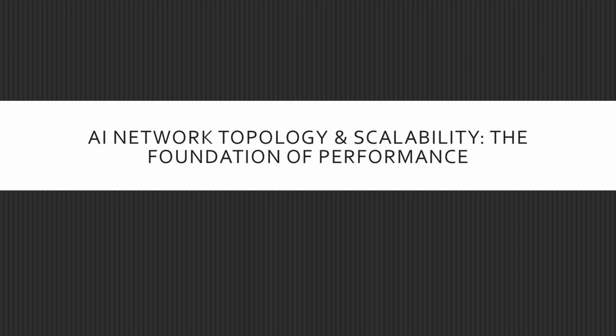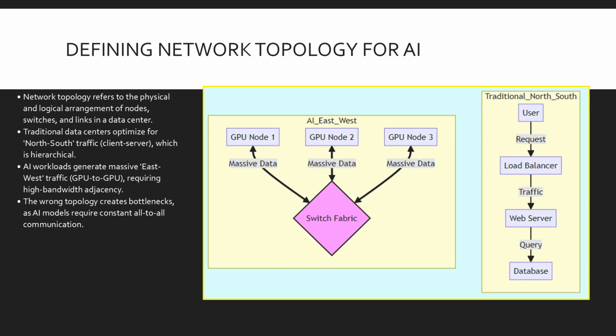Welcome. In this session, we will explore the critical role of network topology in AI infrastructure. We will define what topology means in this context and explain why specific designs, like rail optimization, are essential for scaling AI workloads efficiently.